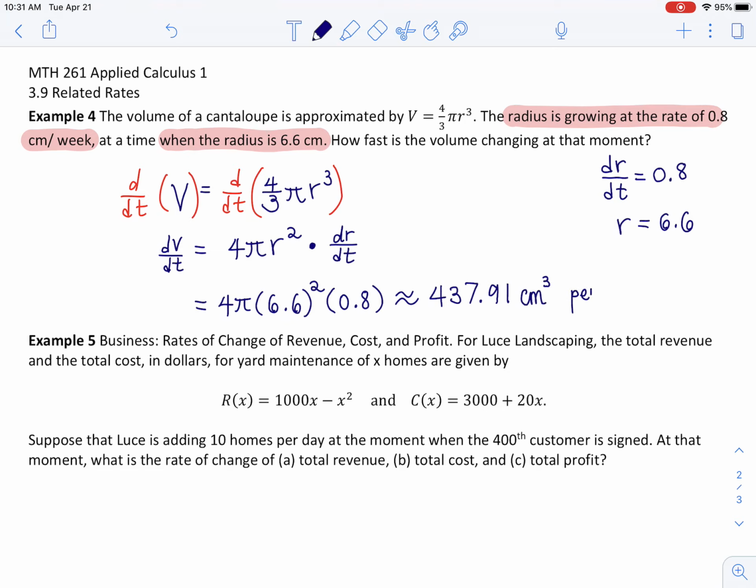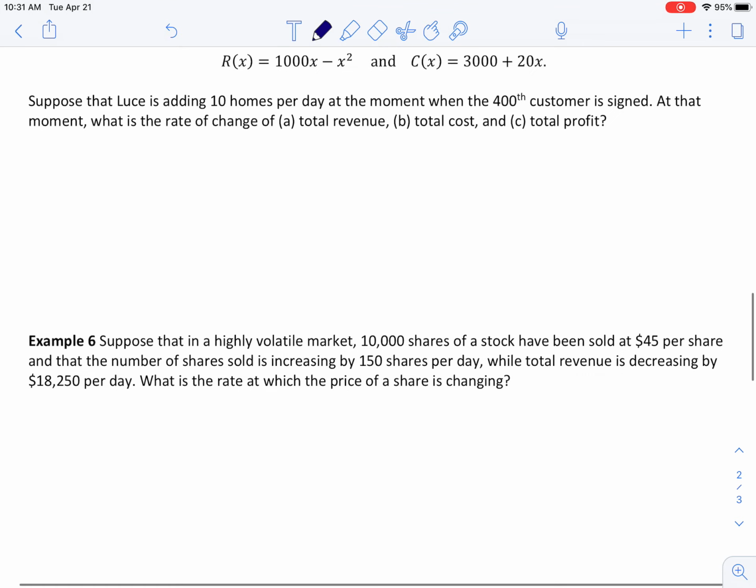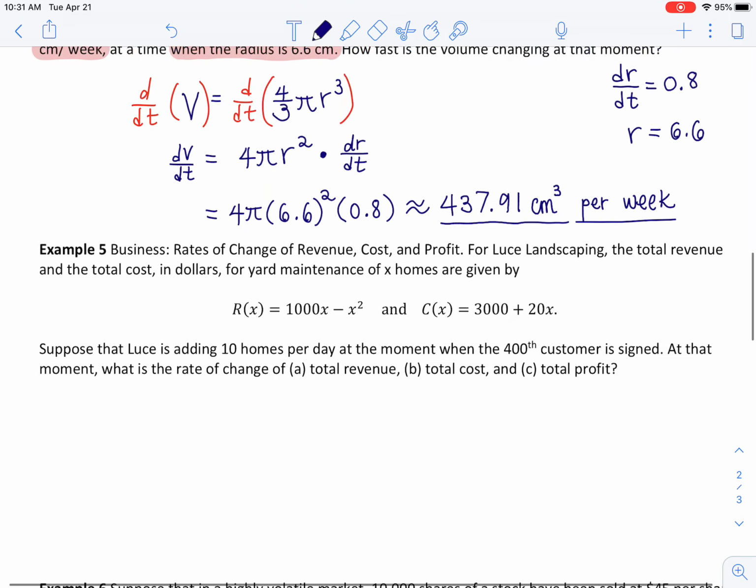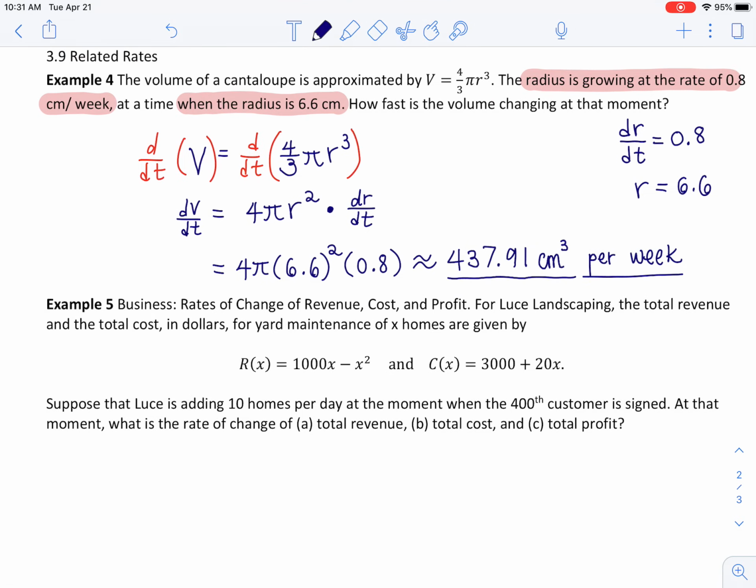437.91. And let's be careful about unit. This is volume, right? The radius was given in centimeters, so this will be cubic centimeters per week. And this is positive. One thing that I didn't like about my examples today is all of them are growing. They're getting bigger. They're increasing.